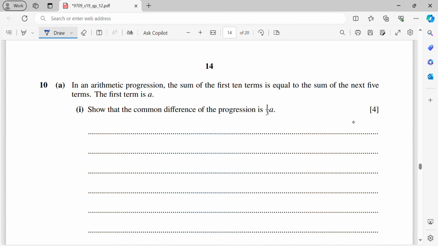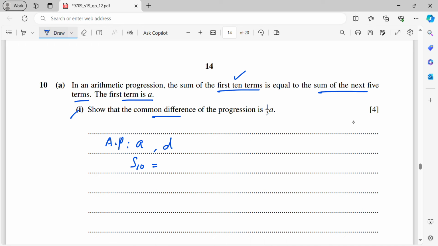So for question number 10, A, in an arithmetic progression, the sum of the first 10 terms is equal to the sum of the next 5 terms. The first term is a. First part, show that the common difference of this progression is 1 over 3a. Okay, first term is a. The common difference, let it be d first. Right? And now it's mentioned that the sum of the first 10 terms, so S10, equals to the sum of the next 5 terms.